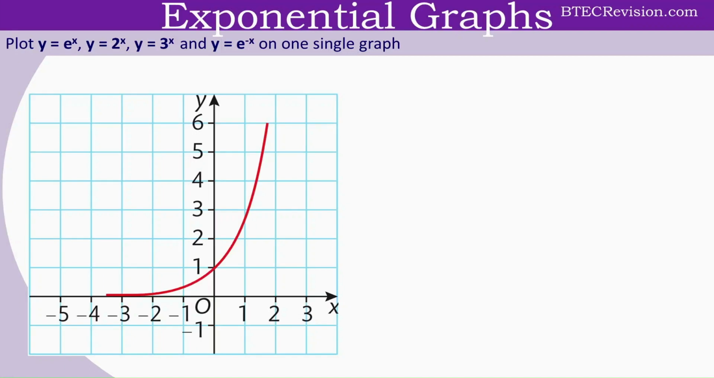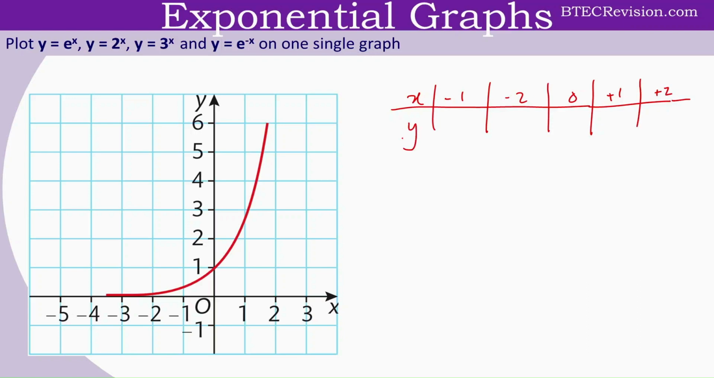We have already plotted our y equals e to the power of x graph. So I've got that drawn for us on this graph. Next, we can look at the second value. We can take x to be -2, -1, 0, +1, and +2. So plugging these values into our calculator, into the equation, you can work out the y value.